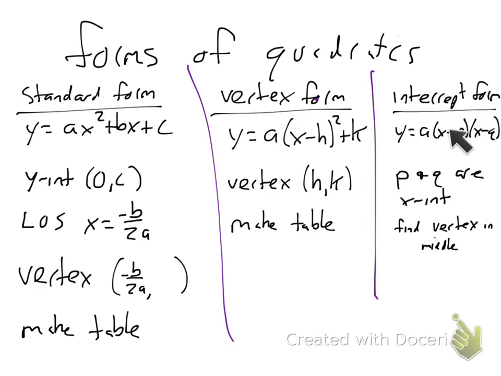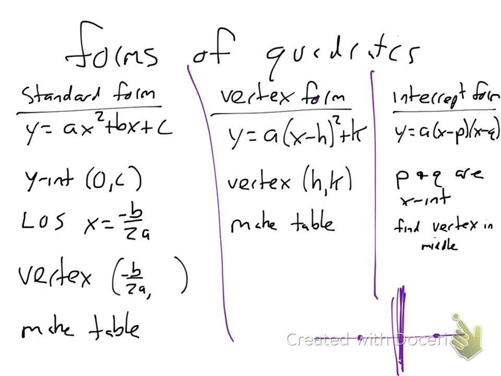And then we have intercept form. They say p's and q's, where p and q are your x-intercepts. So here's the cool thing. If you know that you have x-intercepts here and here, well, guess what? The middle, which is somewhere about here, is where the line of symmetry will be. So you can find the vertex in the middle. You find the x value down the middle, and then you can plug that x value back into the equation stated above, and therefore you can find the y value of the vertex. You plug it into a t-chart. It's as easy as that.